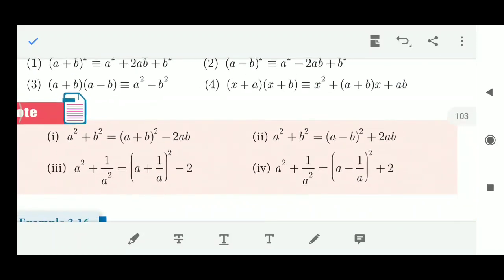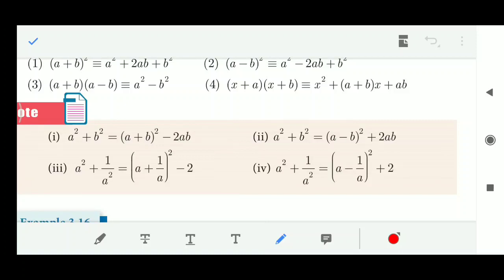From these identities we arrive at two more identities: a² + b² = (a + b)² − 2ab, and a² + b² = (a − b)² + 2ab. In these two, look at the left hand side, both are a² + b². When it comes to the right side, if one has a minus, the other has a plus. So (a + b)² − 2ab and (a − b)² + 2ab.